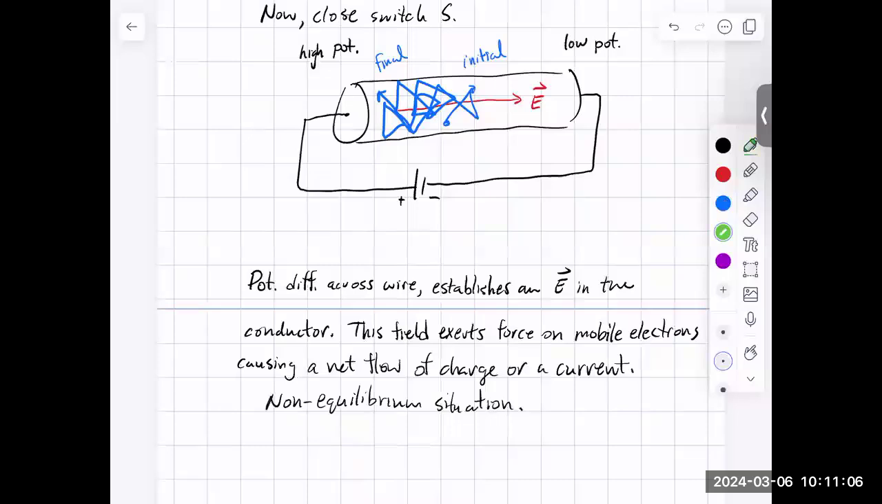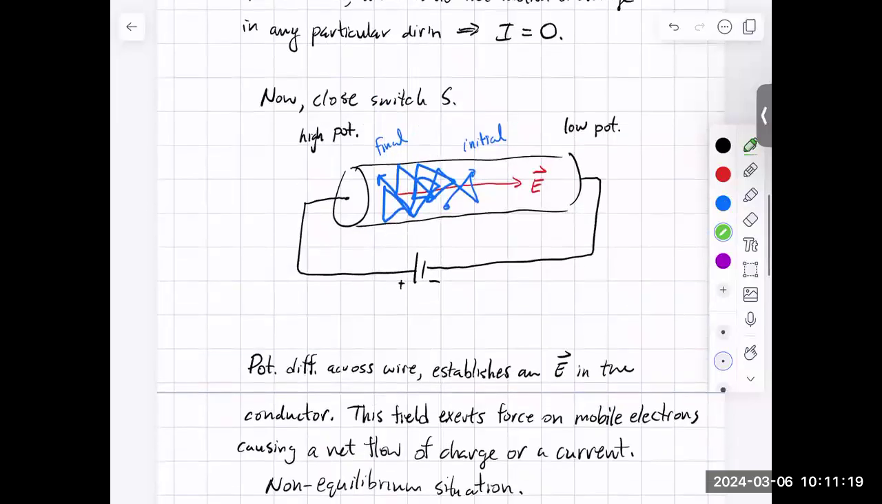And it's that net motion, that net drift of the electrons that results in the current. Because current is defined to be the direction of flow of positive charge, if I have electrons going from right to left, then that corresponds to a current going in the opposite direction, left to right. And so we would have a current I in this direction.